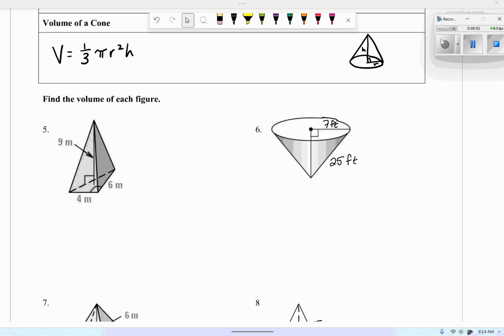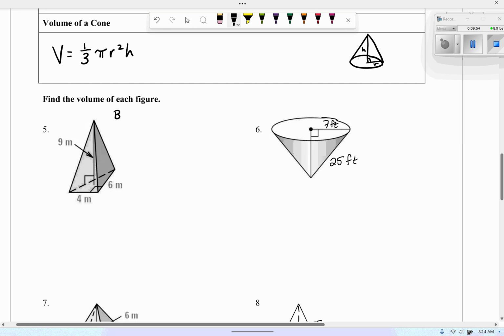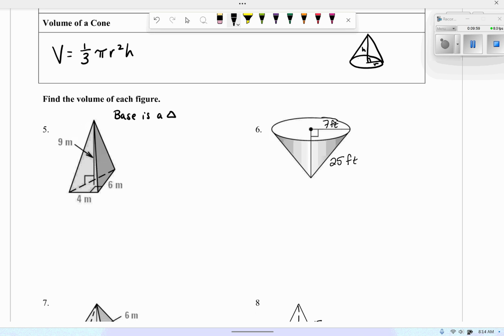So looking at this first one, the base in this one is a triangle. So we have the base equals 1/2, and since it's a triangle, so I'm going to draw that triangle just to get a better picture of it. So for the base, you can see the right angles there. This is 4, this is 6. So the base is 4 and the height is 6. So that would give me the area of the triangle. So that gives us 12 for the base.